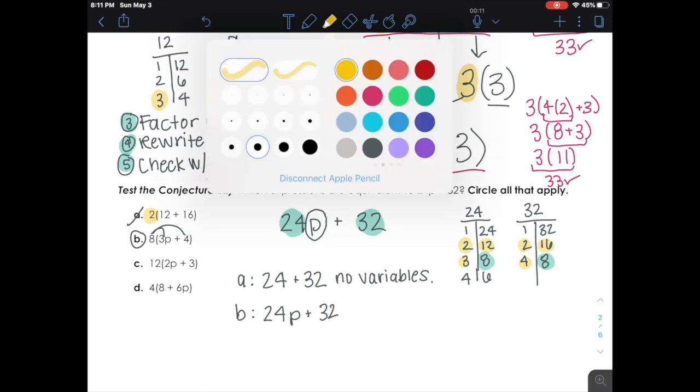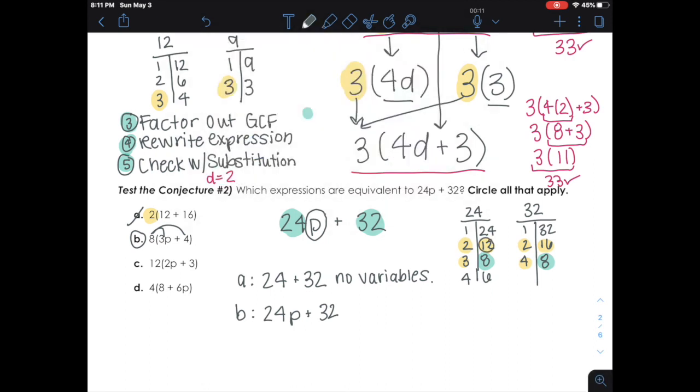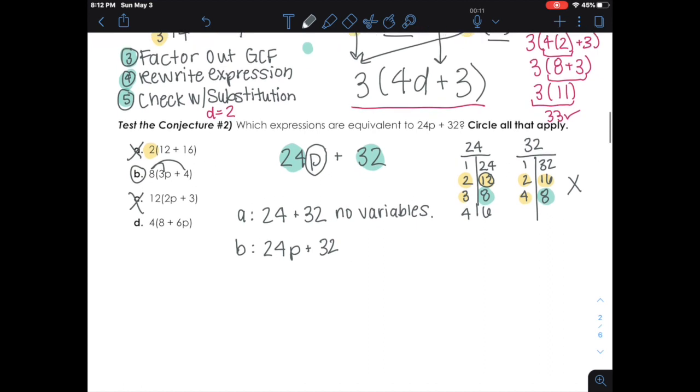Okay, let's try C, 12. Well, if you notice, 12 is only a factor on 24's list. There's not a 12 on 32's list, so this one won't even work. Because 12 times 2p is 24p, so it got that correct, but then it says plus 12 times 3, and that's 36, not 32. Okay, so that one's incorrect.